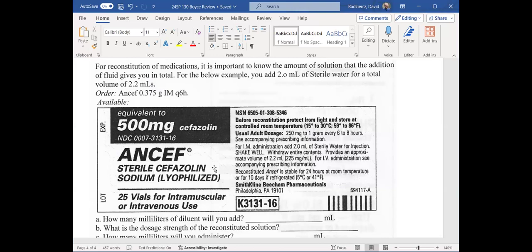So before you start answering anything, let me change the order. That way, you know that you're doing it the right way. All right. So what I'm going to do is change this order. So instead of 0.375, we're going to make this 0.650 grams.